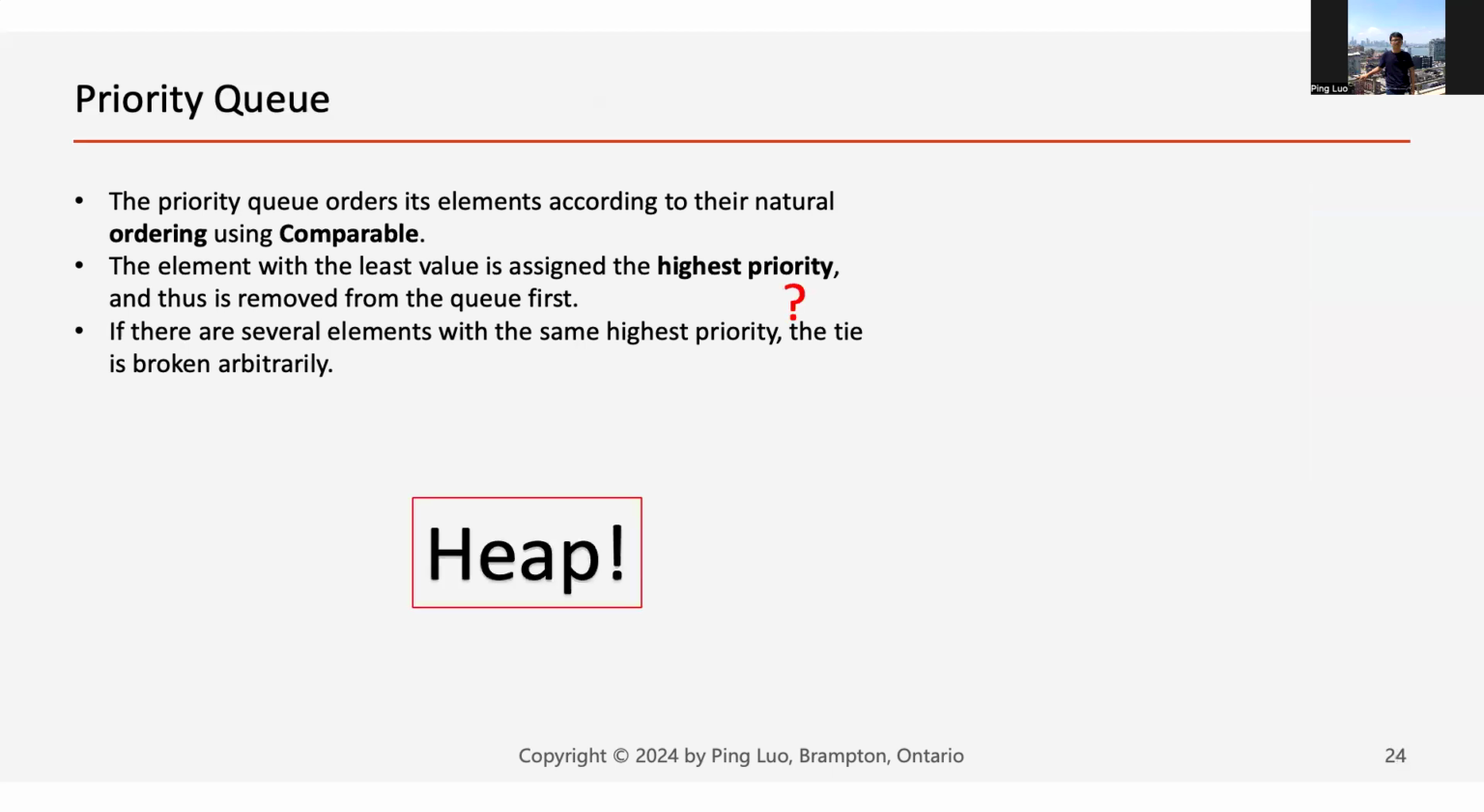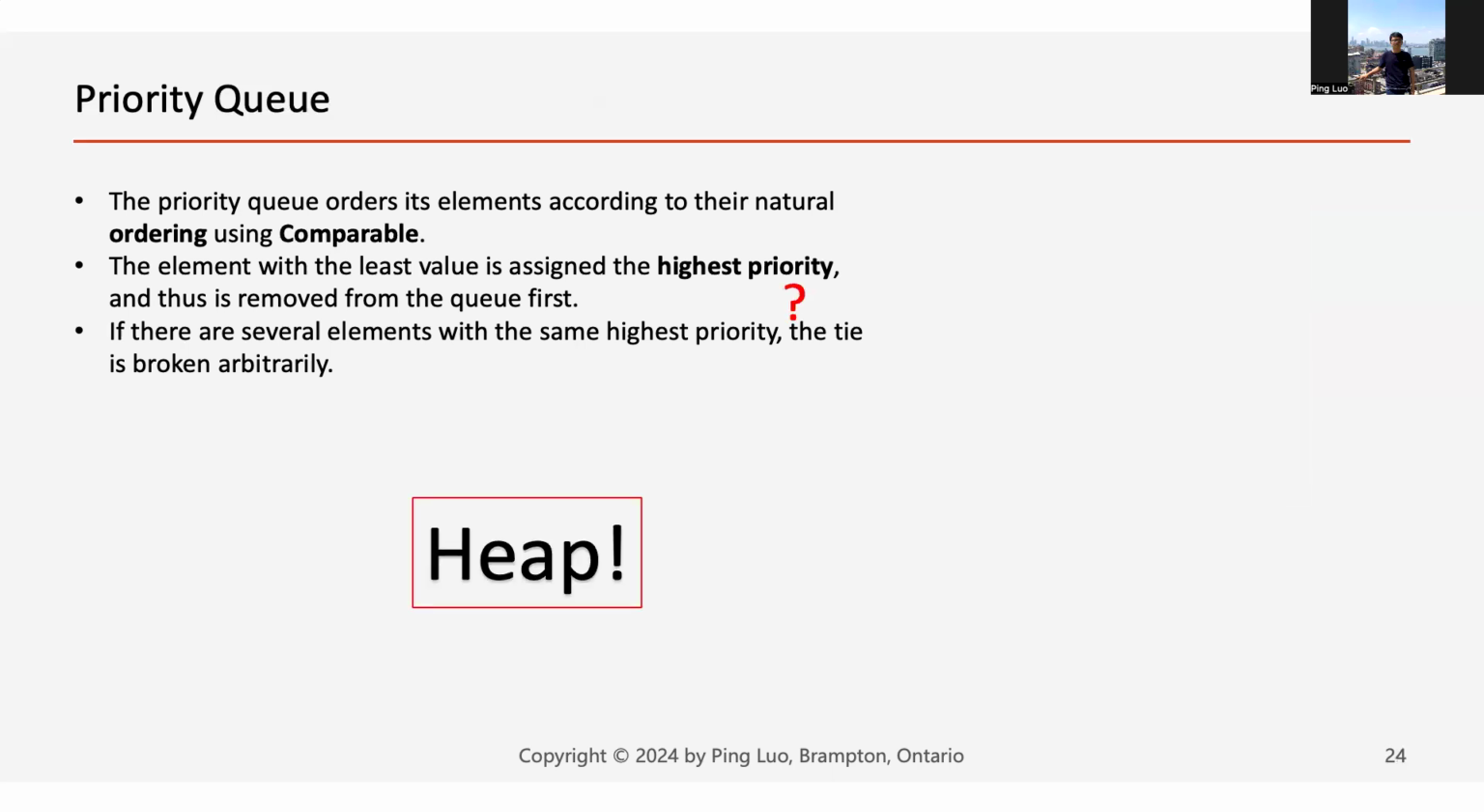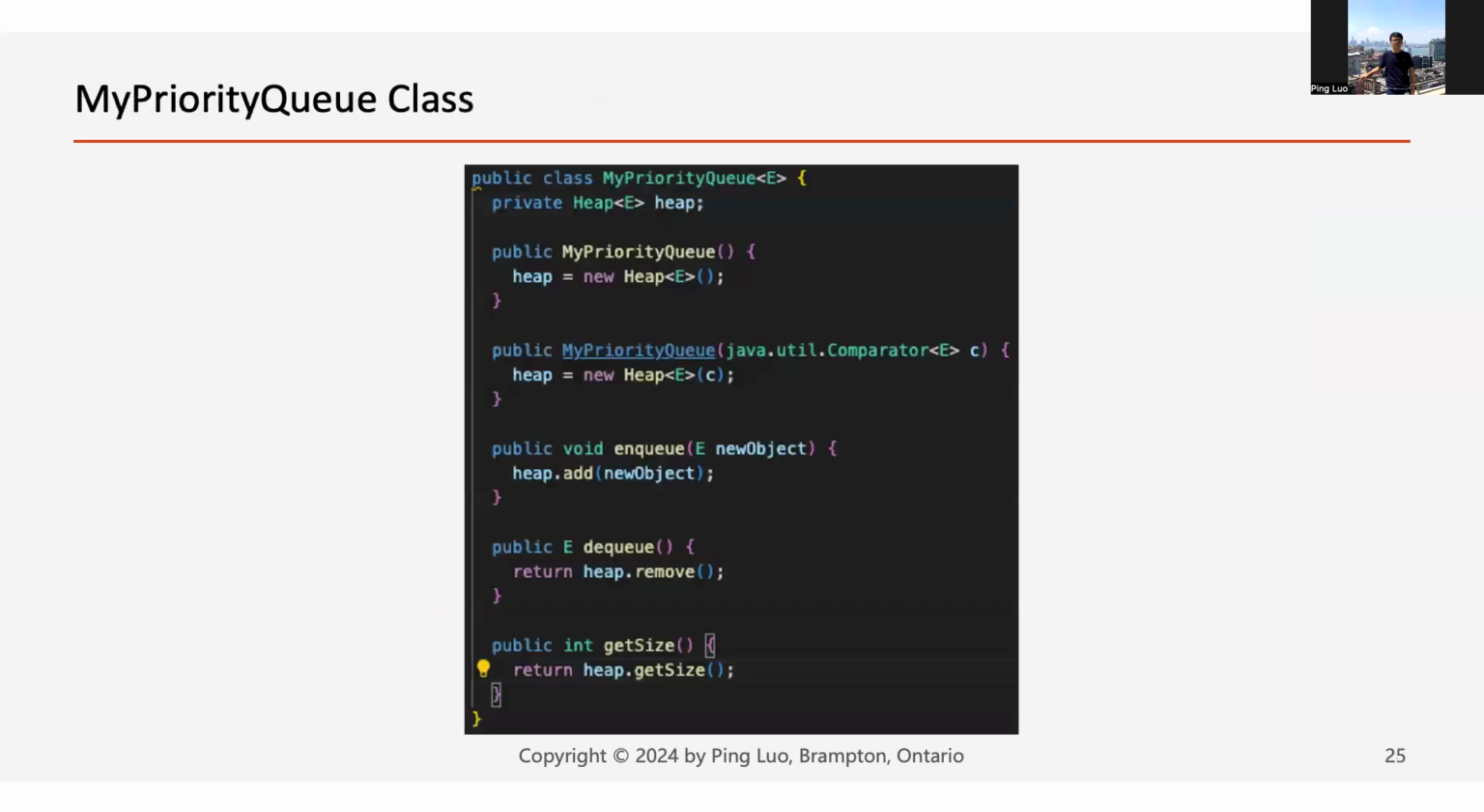I should remove this figure. I was planning to give this as another bonus question, but you can see we can just create a heap, and enqueue is just add an object, and dequeue is just remove an object. Heap already implements all these methods for us. We don't need to care about the priority. It's already saved when the heap is created.